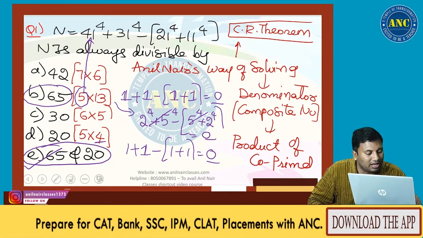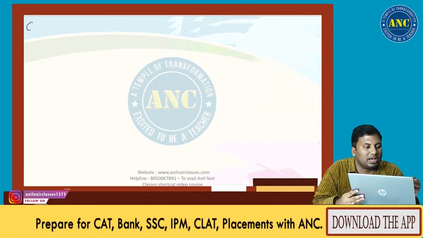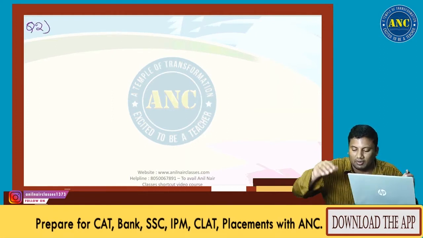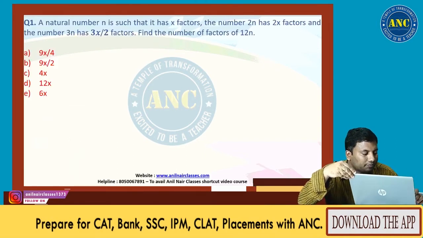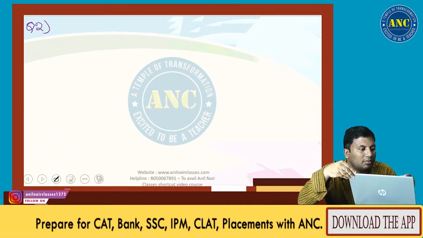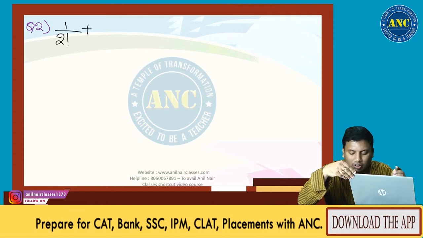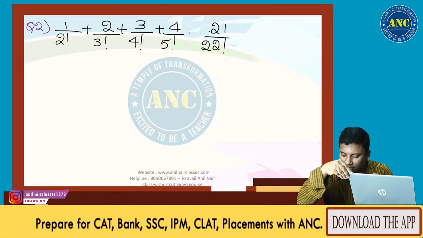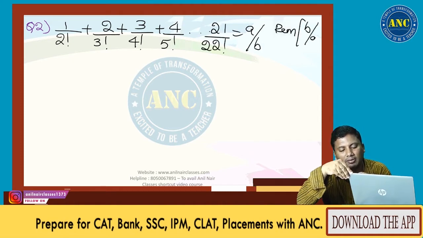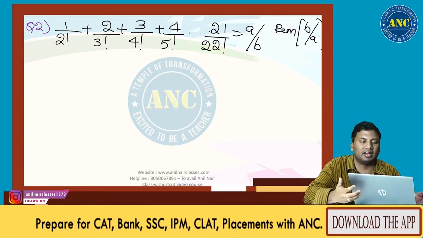Question number 2. Some very good quality questions based upon the examination pattern. I just got it in one of the papers, so I am just taking down the question. Second question: 1 by 2 factorial, plus 2 by 3 factorial, plus 3 by 4 factorial, plus 4 by 5 factorial, and so on, till up to 21 by 22 factorial is nothing but a by b. What is the remainder when b is divided by a?